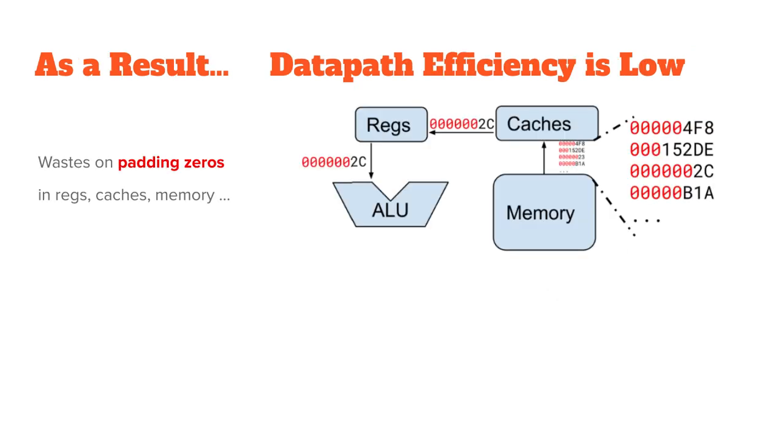With the lack of ISA support for expressing values with diverse widths, zero padding is added to fit these values into 64-bit or 32-bit data paths. This leads to waste inside the main memory, caches, and registers, as well as the ALU, carrying and computing the padding values, as drawn in red in the figure.